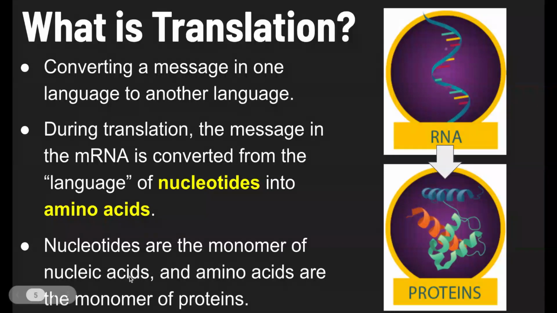Nucleotides are the monomer of nucleic acids. Remember, nucleic acids is what the NA stands for. But amino acids are the monomer of proteins. So we've got 2 very different things here. We've got nucleic acids on the one hand, and we've got proteins on the other. And converting the message from one into the other is kind of like going from one language to another. That's why we use this term translation. Okay, so big idea. If you didn't hear anything else, hear me say this. Translation is where we go from RNA to a protein.